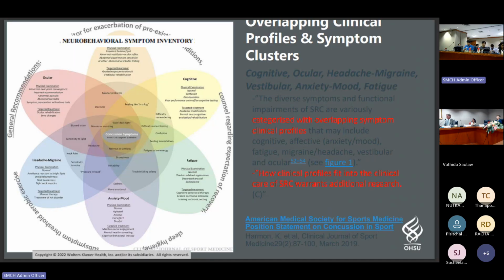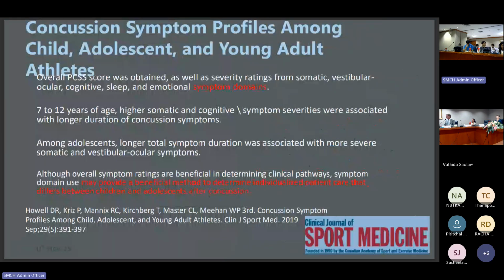This is a slide from the American Medical Society of Sports Medicine, and it is a little bit busy. Other than that, you can see the different petals here highlight different clinical profiles. On the right, we have cognitive, and then fatigue, and then anxiety and mood, then headache and migraine, and then ocular. Those basically are the main subtypes that they suggest, but these are overlapping, and they suggest that more research needs to be done in this area.